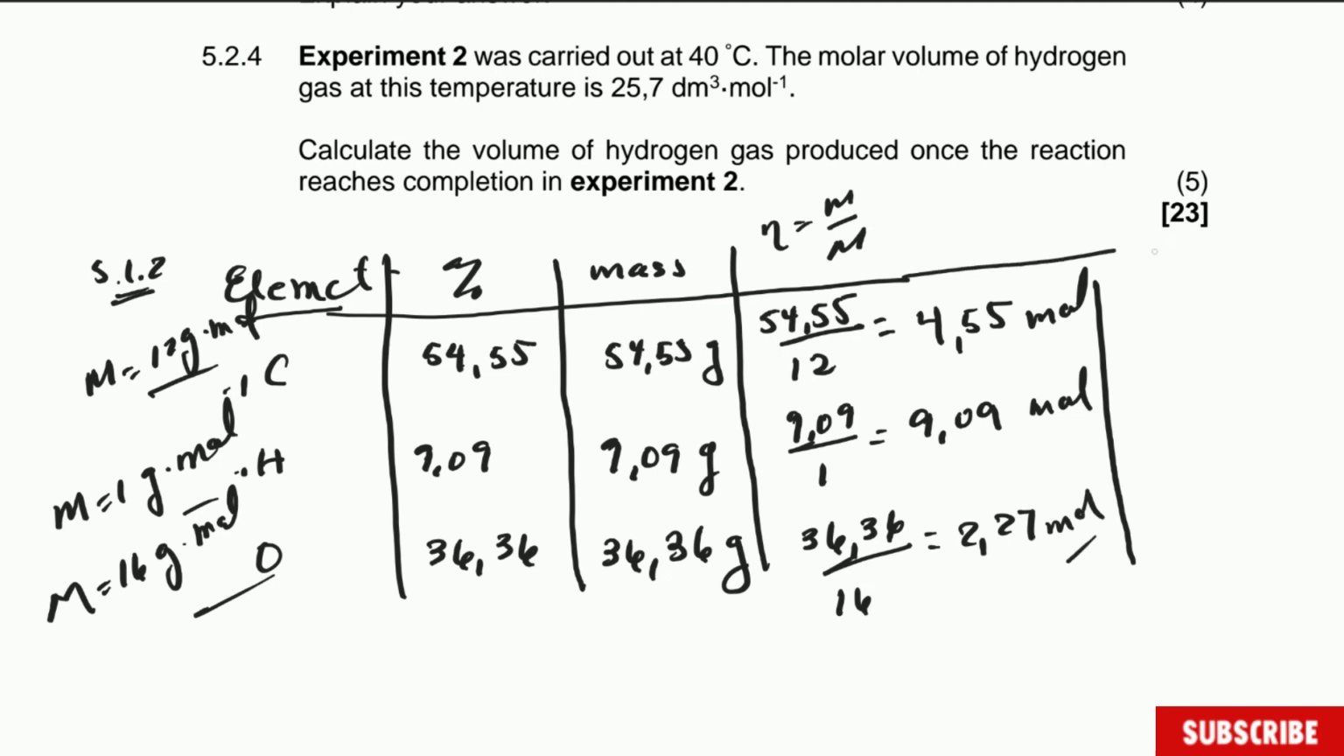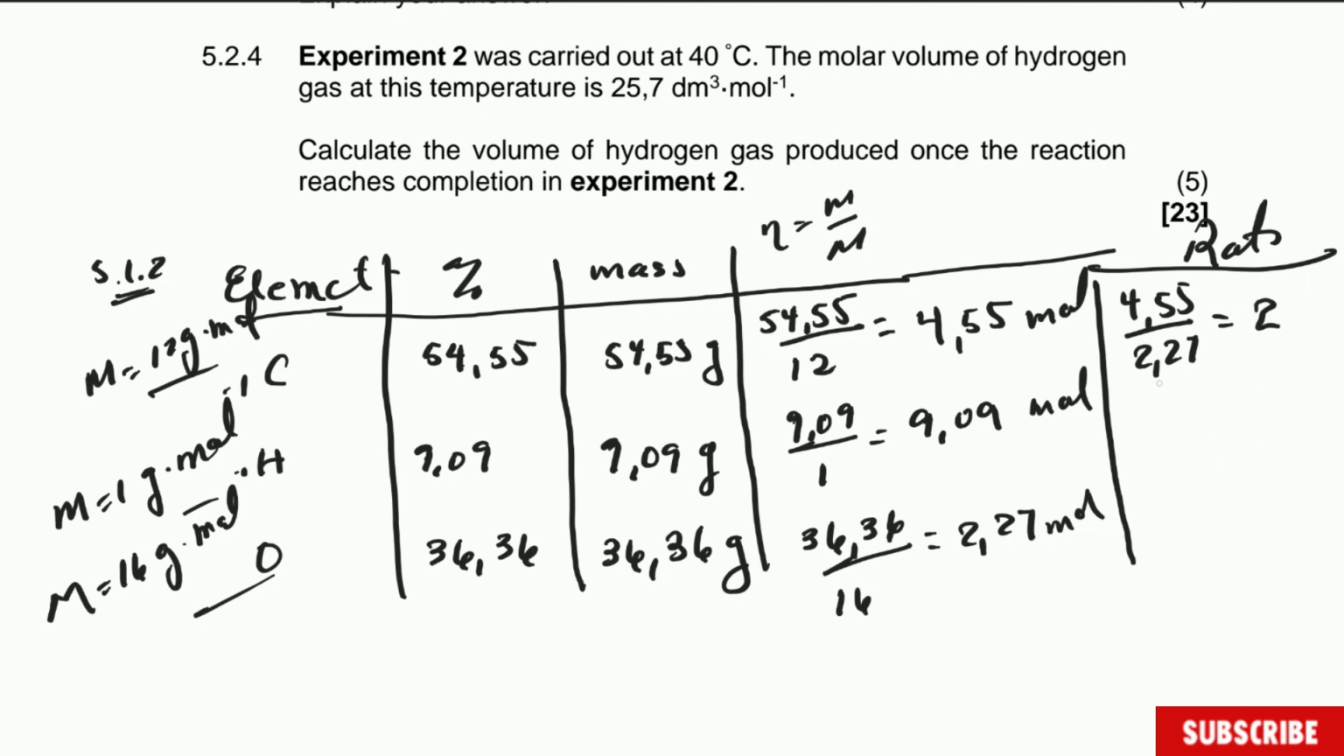So now comes the ratio. Now, how do we get the ratio? We divide each of them by the smallest one. Alright, the smallest one is 2.27. So here we have 4.55 divided by 2.27, and that will give me 2.